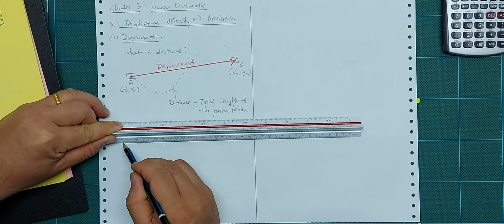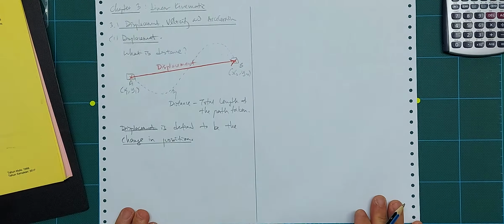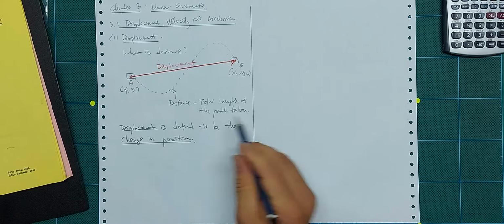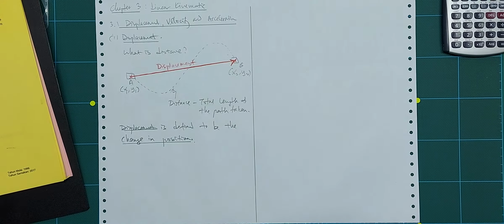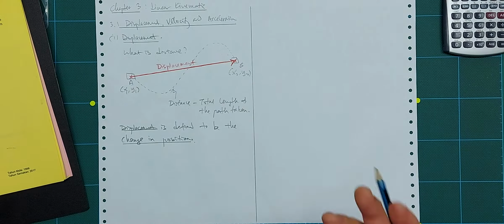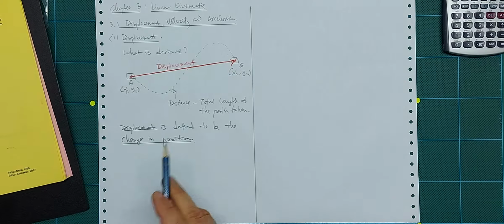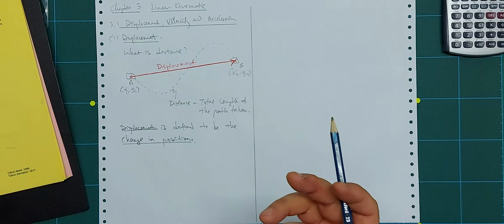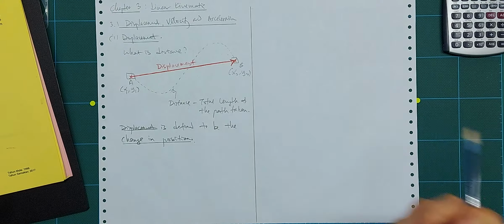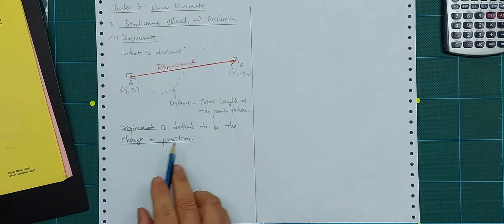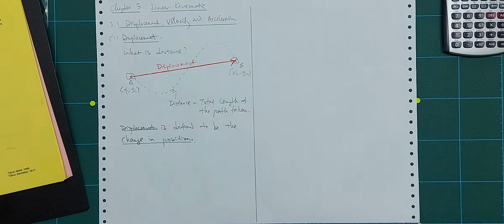Okay, is defined to be the change in position. Of course, when you say change in position, you don't have to mention the shortest possible path within a specific direction. That is a Form 4 definition. You're not in Form 4 anymore. You are in diploma, and you have to use a much more powerful definition. All right. So displacement is defined to be the change in position.